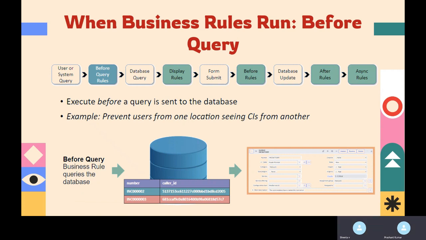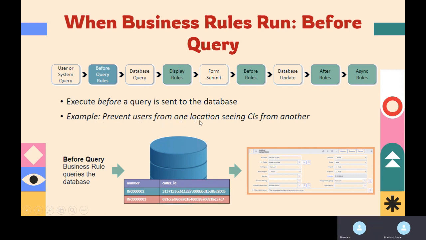One of the business rule types is before query rules. Here you will see the same representation, so we are in this place right now. Before query rule: as soon as we are querying the system and retrieving the records, or we are querying the database, it executes before a query is sent to the database. They have mentioned an example also.